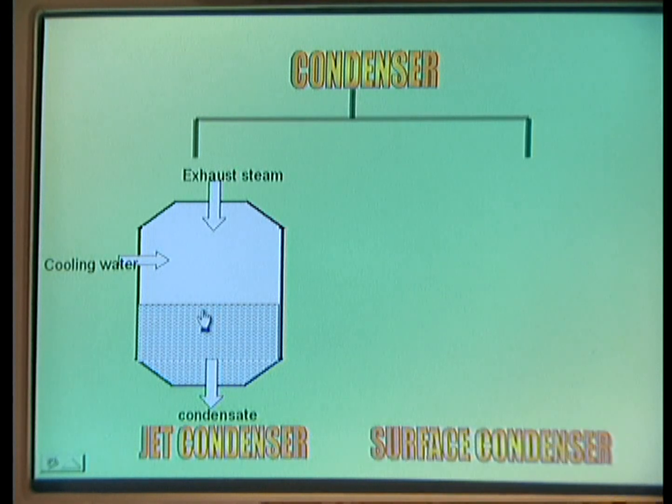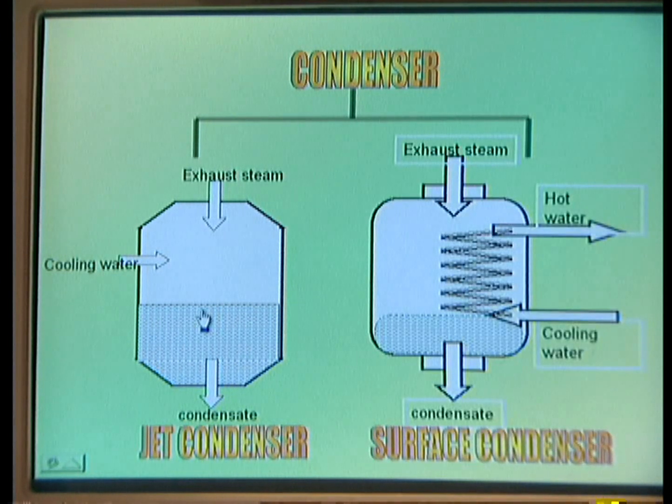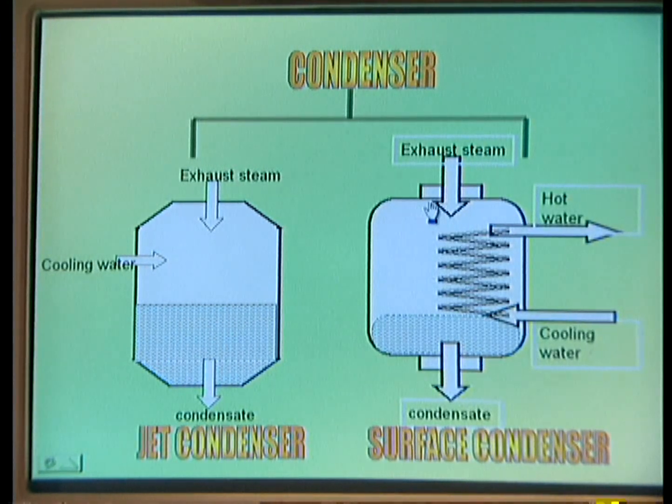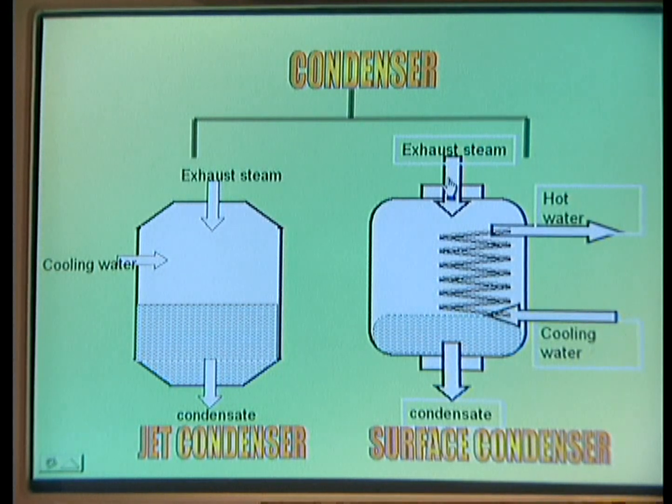Next, coming to the surface condenser, you can see here. The steam to be condensed enters the condensing shell at the top, and water is passed through the coiled tubes. The cool water is passing through these coils, and the steam passes over these pipes. Then rapid condensation takes place and the condensate is formed.